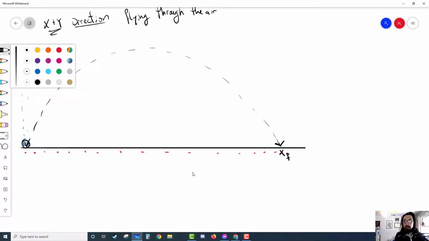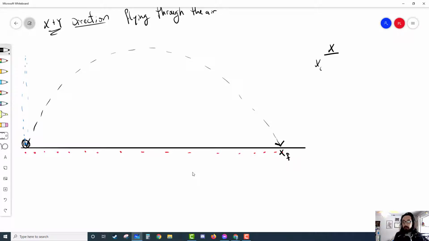We know that in the x direction, the initial position is usually going to be 0 meters, and the final position will be where it lands in the horizontal axis, the x-axis. Sometimes this is called range, or how far out it went.